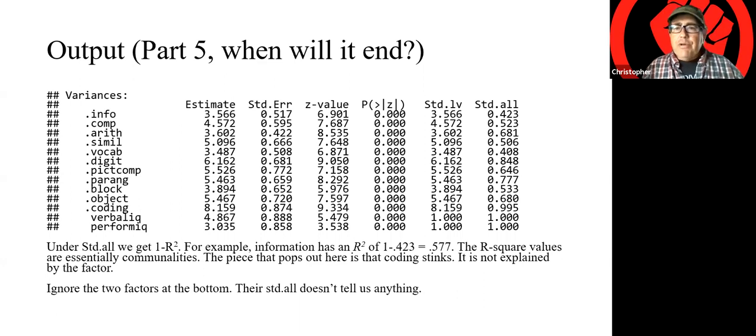If we look down to coding, one thing that pops out is that coding stinks. It's got STD all of 0.995. So if we take that from 1, we were explaining about 0.5% of the variance in coding. So coding is not well explained at all. The 2 factors are down at the bottom. You can ignore those 2. That really doesn't tell us anything. It's just included for consistency.